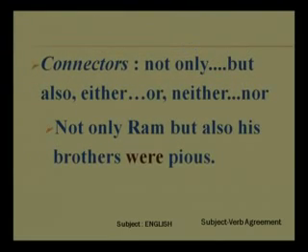These are the connectors we have discussed: not only but also, either or and neither nor. We have one more example. Not only Ram but also his brothers were pious. You can change the position of both the subjects. You can say not only Ram's brothers but also Ram was pious. In that way, I have changed the verb of the statement.